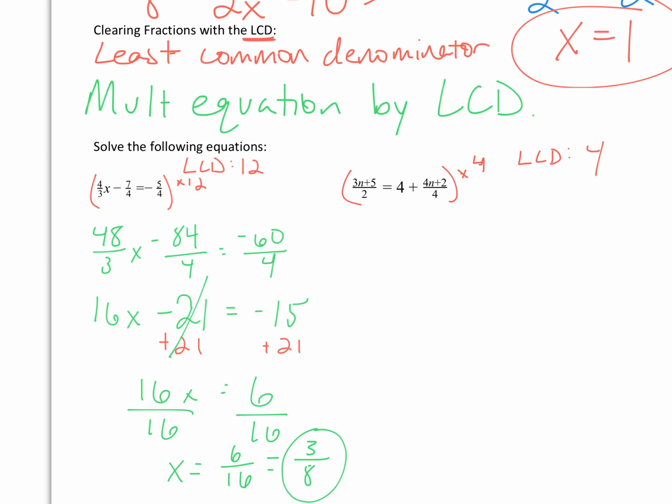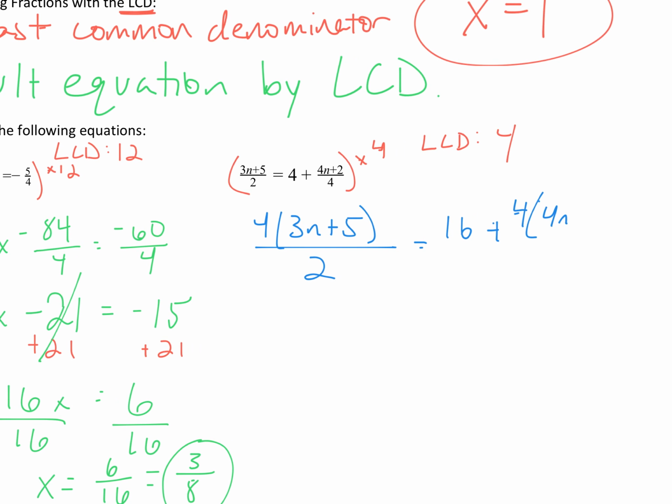again, you only need to multiply in the numerator when we multiply with fractions. So we'd have 4 times 3n plus 5, times that whole quantity over 2, equals 4 times 4 is 16 plus 4 times the quantity 4n plus 2, and that's over 4 as well.